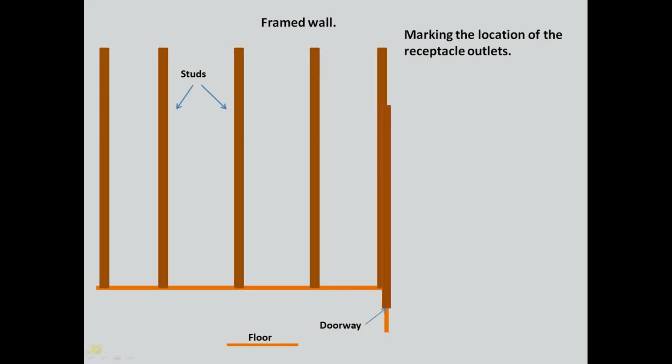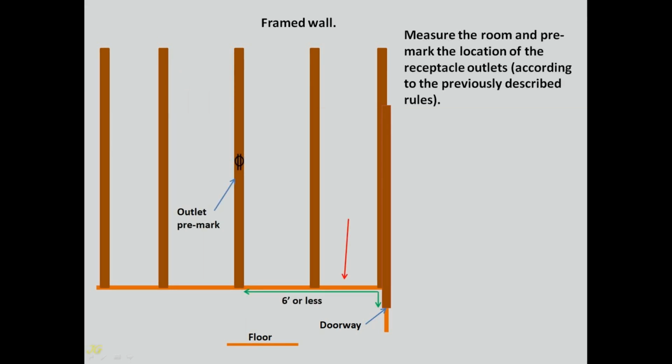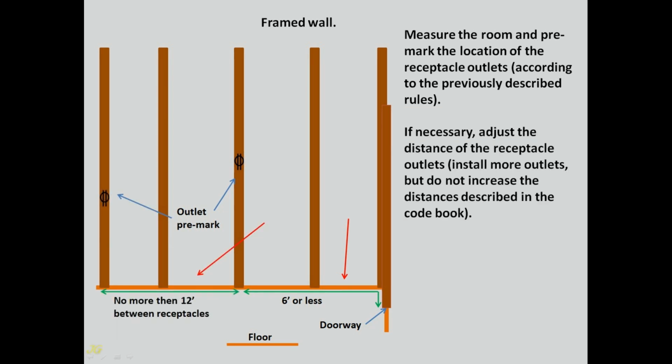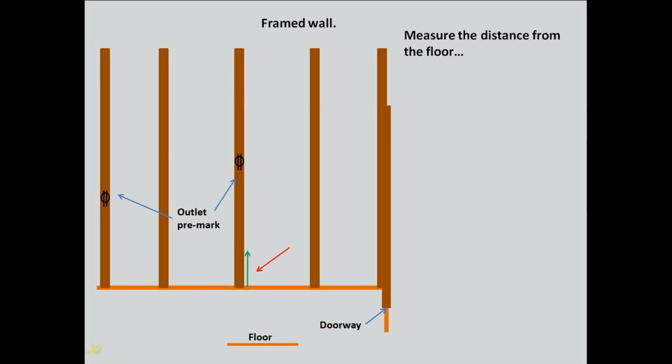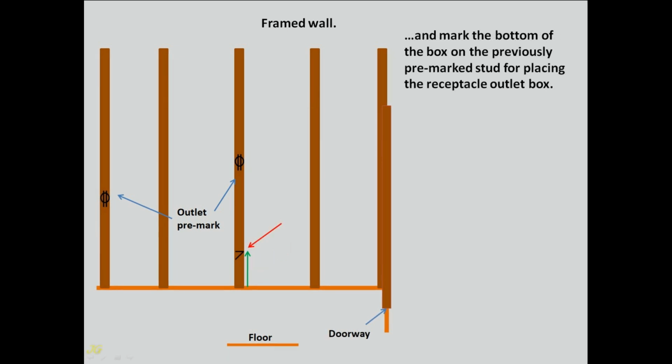Marking the location of the receptacle outlets. Measure the room and pre-mark the location of the receptacle outlets, according to the previously described rules. If necessary, adjust the distance of the receptacle outlets, install more outlets, but do not increase the distances described in the codebook. Measure the distance from the floor and mark the bottom of the box on the previously pre-marked stud for placing the receptacle outlet box.